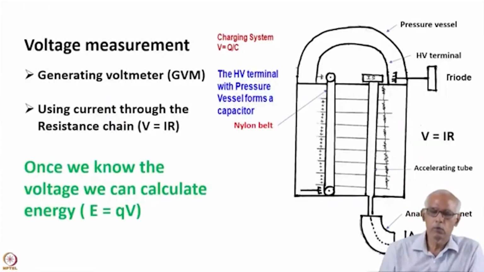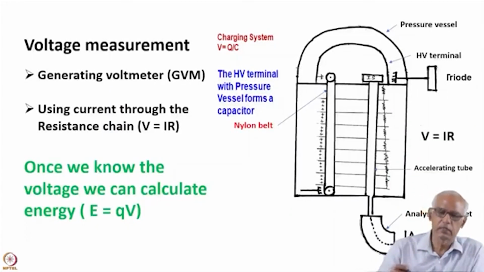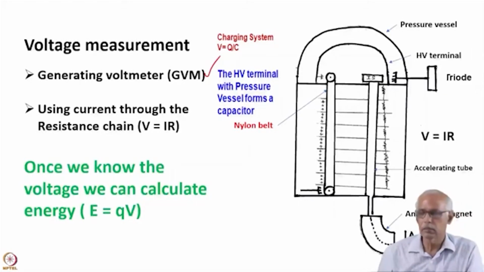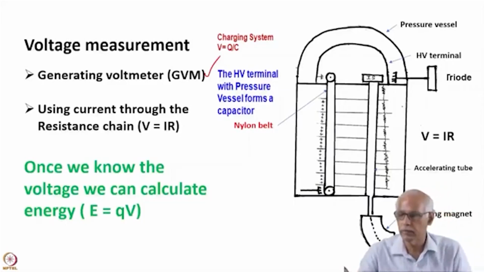Now, voltage measurements, as I said, were done earlier with the generating voltmeter, or we call it GVM. Another method which can be used, but depends on various parameters, is using current through the resistor chain. You can see that the voltage gradient is established through a resistor chain, and suppose the total resistance is R, and I is the current.